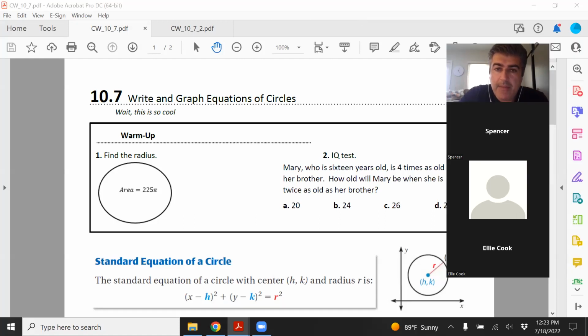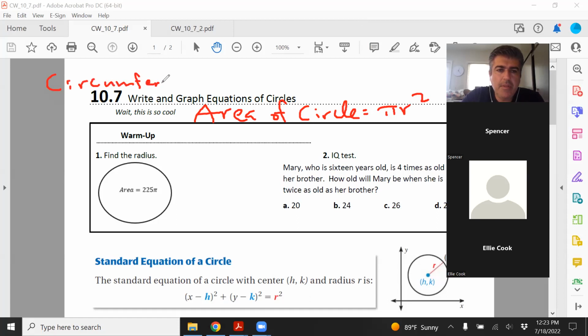Okay, we're going to talk about writing and graphing equations of circles. So the area of a circle, in case you guys forgot, is pi r squared. Circumference will be 2 pi r. And the radius is simply the distance between the center and any point on the circle.